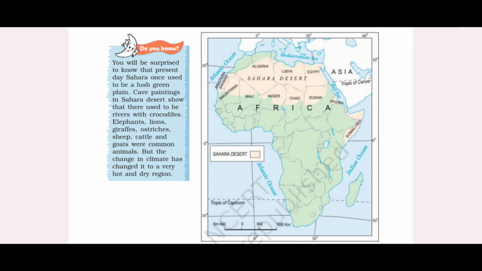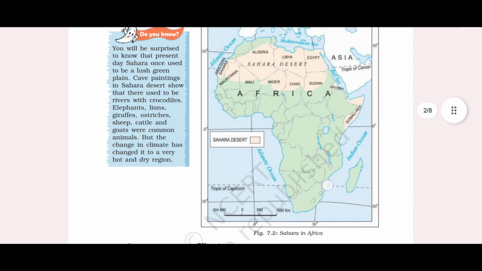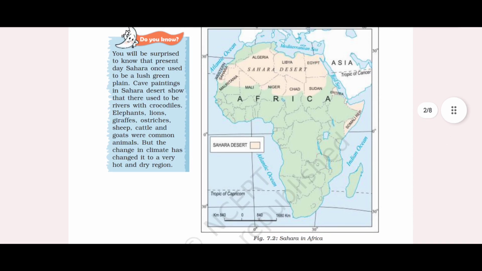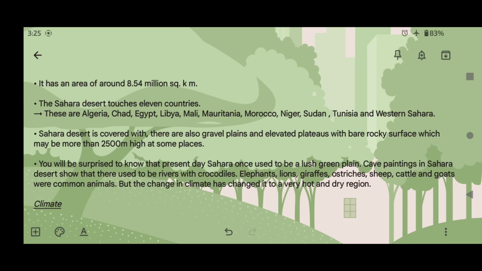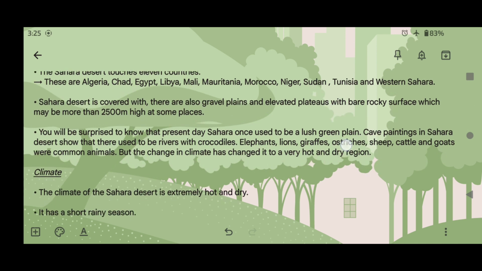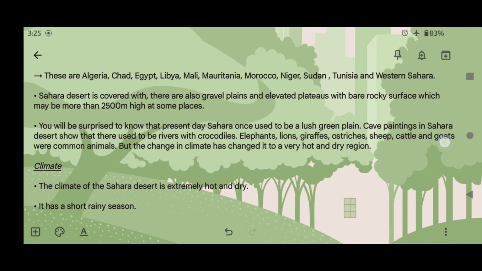Here in this figure, you can see this. This is Mauritania, Mali, Niger, Chad, Sudan. Sahara Desert is covered with sand dunes. There are also gravel plains and elevated plateaus with bare rocky surface which may be more than 2500 meter high at some places.